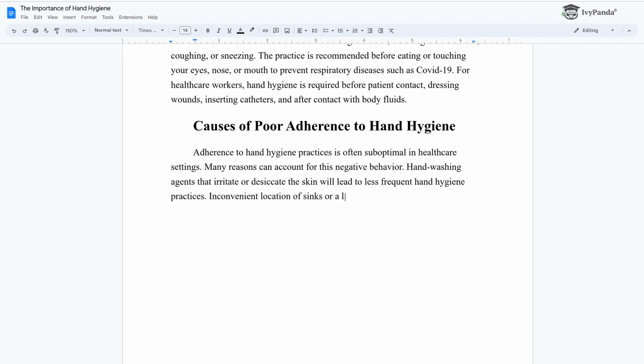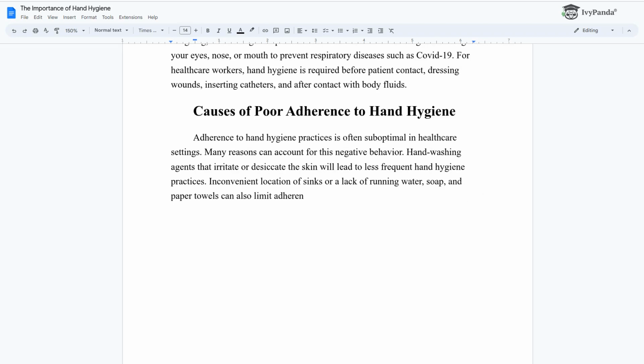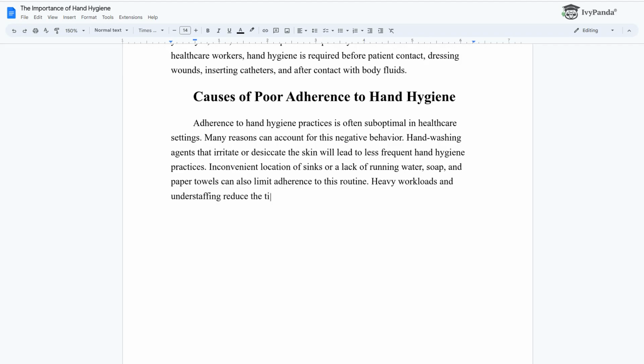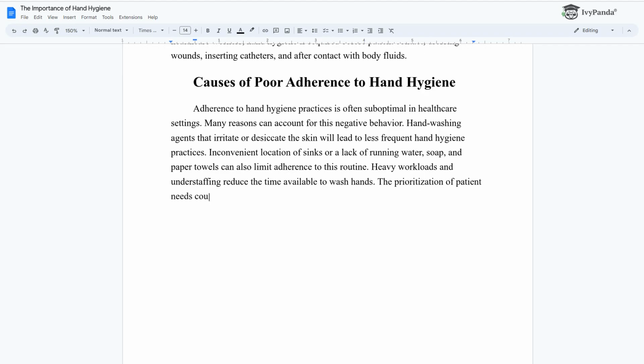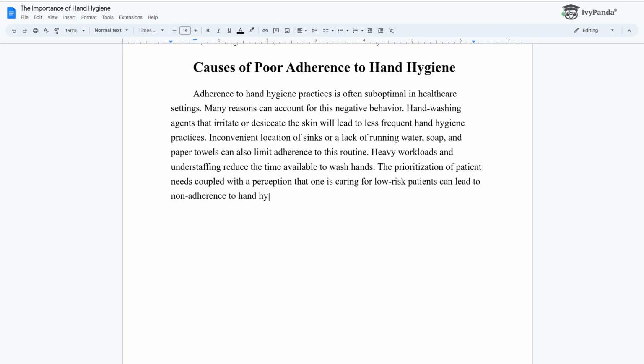Inconvenient location of sinks or a lack of running water, soap, and paper towels can also limit adherence to this routine. Heavy workloads and understaffing reduce the time available to wash hands. The prioritization of patient needs coupled with a perception that one is caring for low-risk patients can lead to non-adherence to hand hygiene practices.